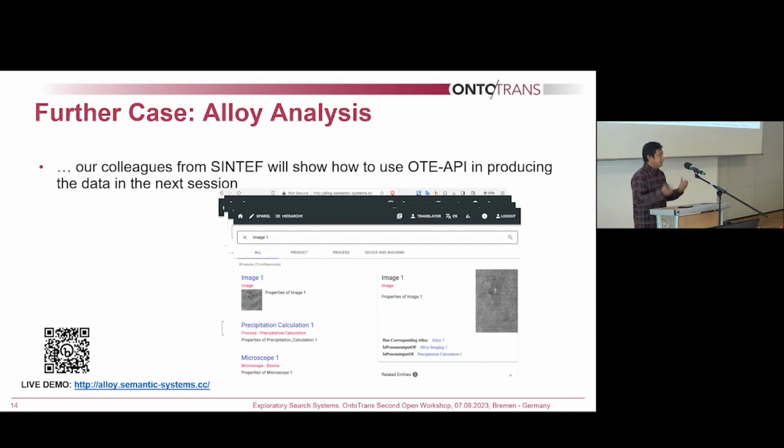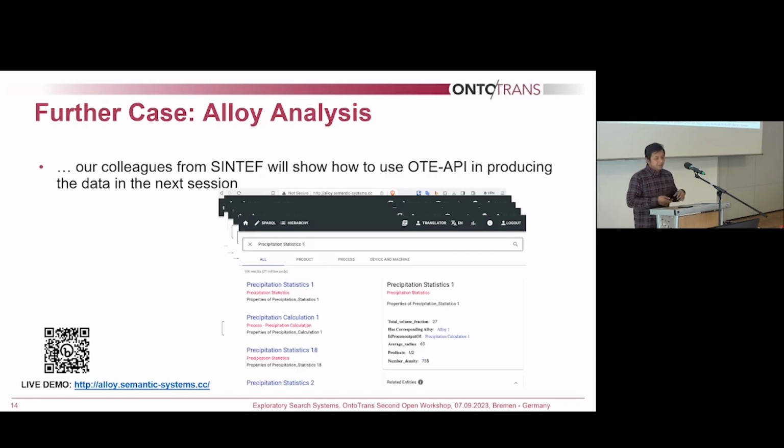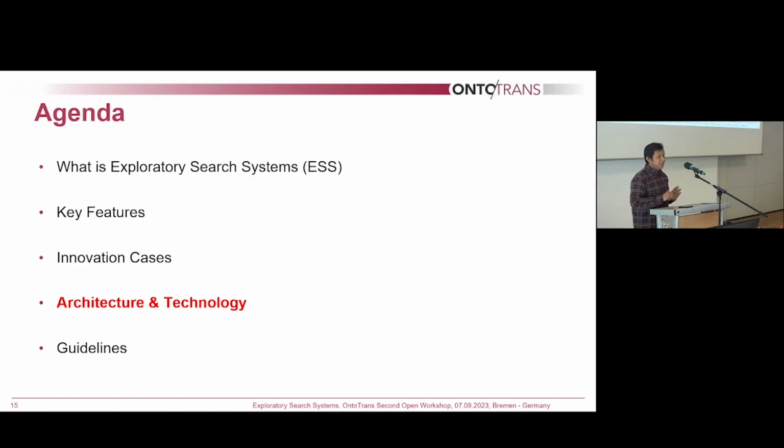Again, this is just an example. You can have different things inside. And this image will then be used in the next step to produce this precipitation statistic. For example, it has this number of densities, 755. I'm sorry if it doesn't make sense, but it's just an example. Good. Those are the two cases I can explain to you on how this is being used.